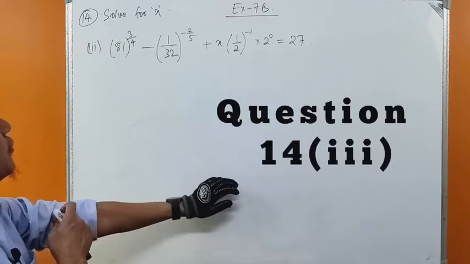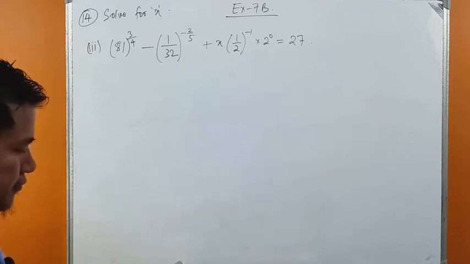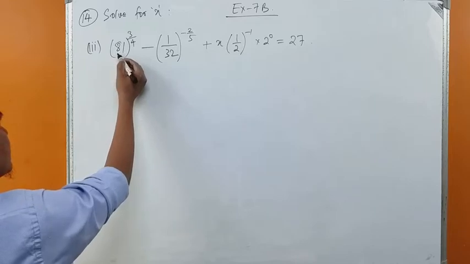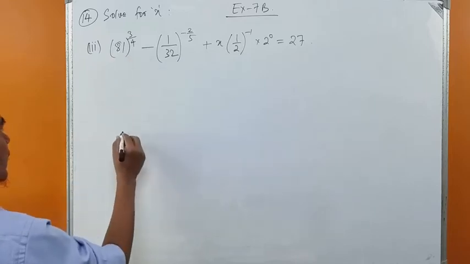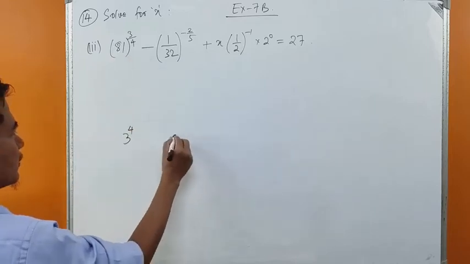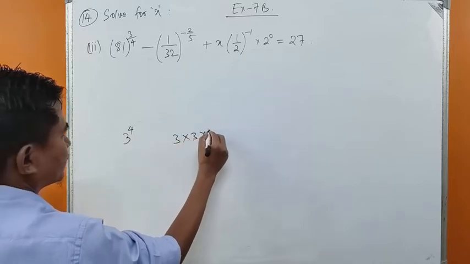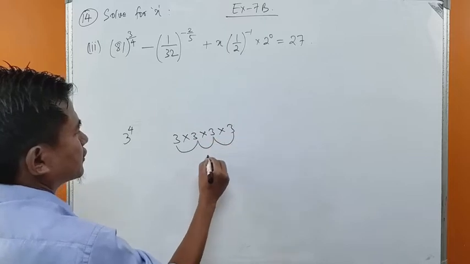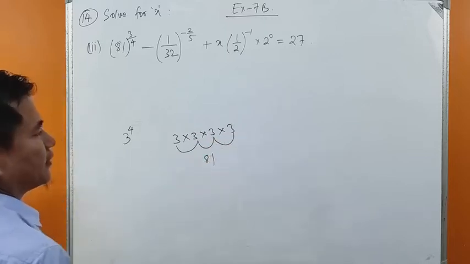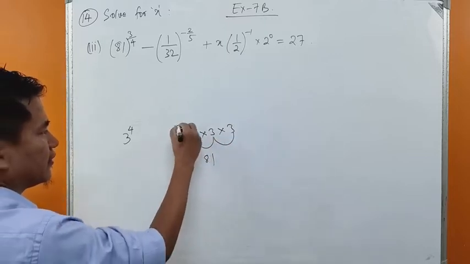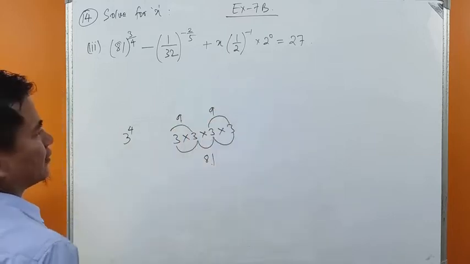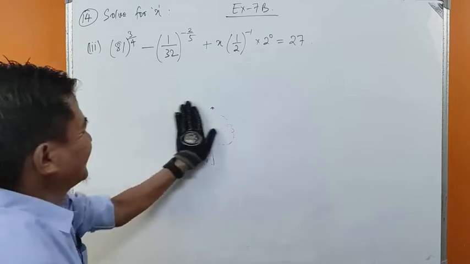Okay, we are asked to find the value of x. Solve means find the value of x. So 81 is actually 3 to the power 4, isn't it? 3 into 3 into 3 into 3. 3 3s are 9, 9 3s are 27, 27 3s are 81. Or 3 3s are 9, 3 3s are 9, 9 9s are 81. Okay, have we got this?